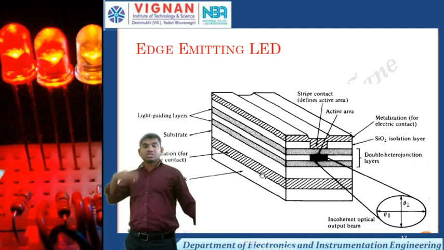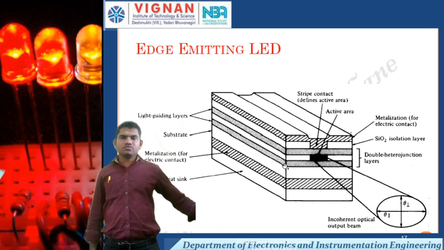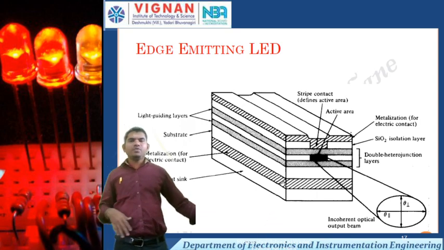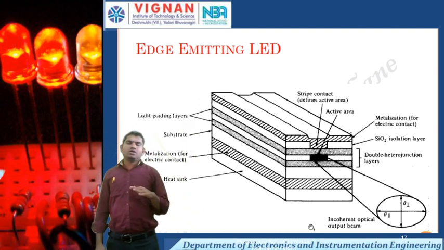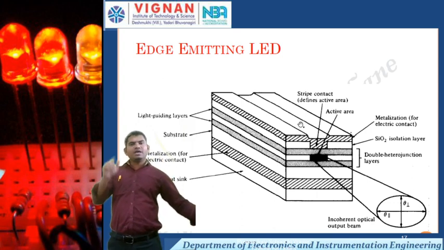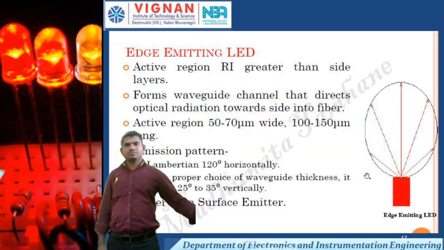This is the structure of the edge emitting LED. Here this is one layer, this is one layer, here also one layer, and on the top of this LED we coat one thick layer to reflect the light. In this portion only we are getting the light.